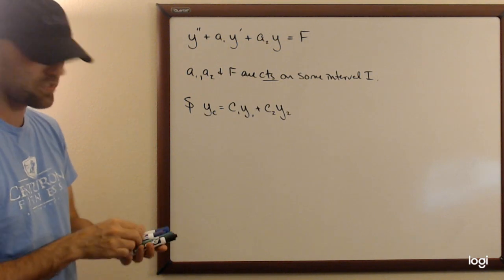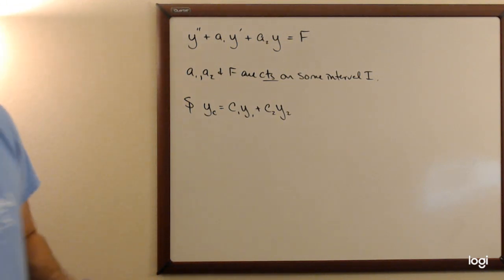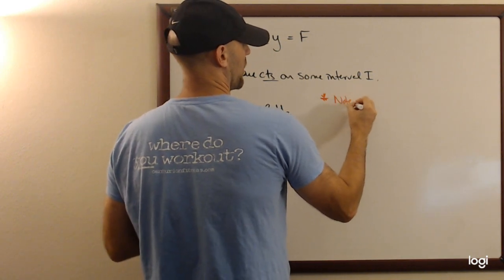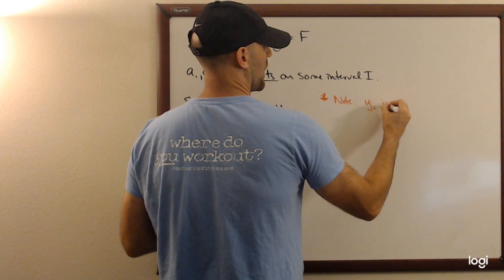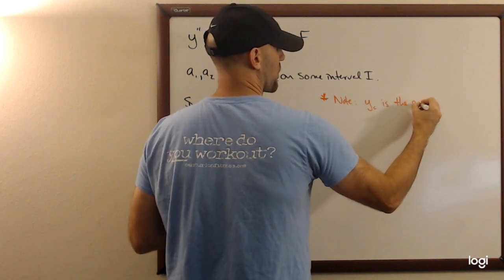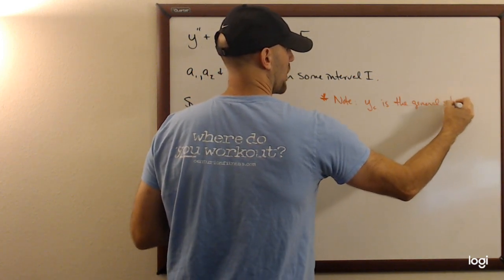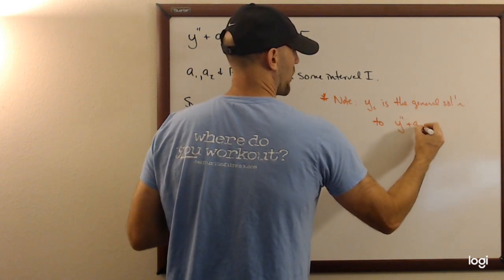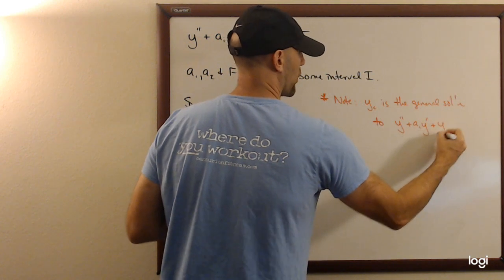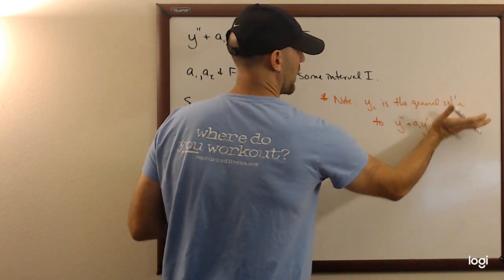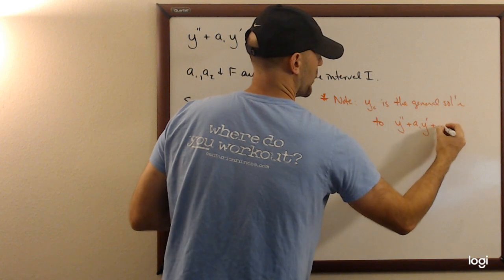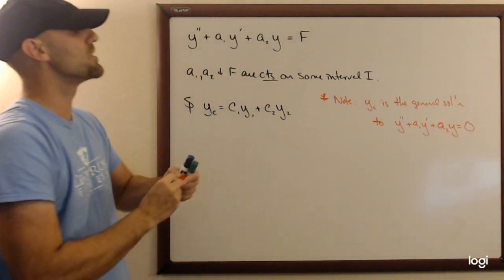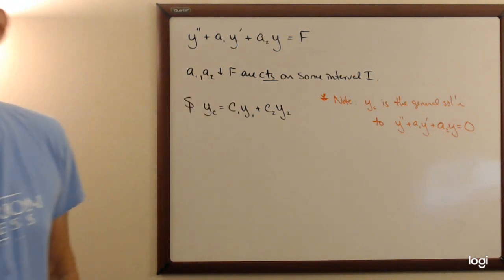Okay, let me put a side note in here. So note, y sub c is the general solution to y double prime plus a1 y prime plus a2 y equals 0, right? So again, that's the same function, but it's homogeneous instead of being non-homogeneous. Fine. Okay.